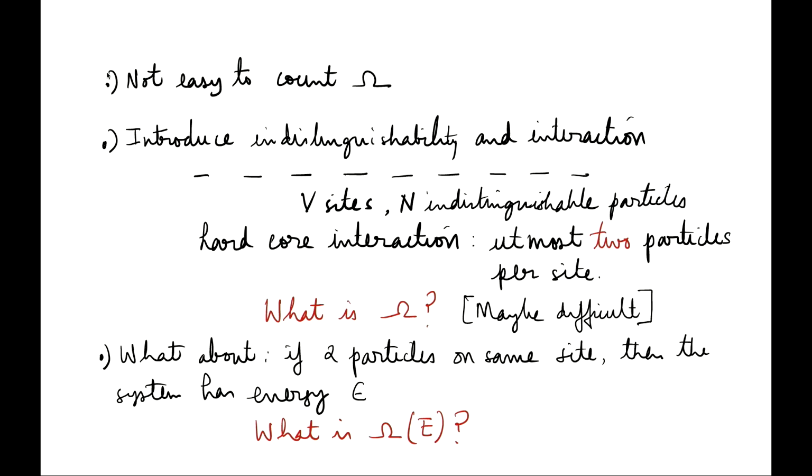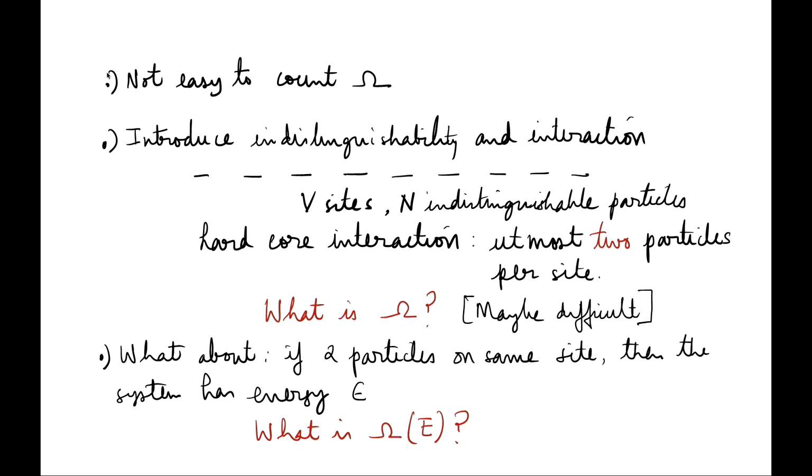Sorry? VCN minus VCN minus VC2. But where is energy coming in? Somewhere energy should be there. Energy could be 0, 1, 2, 3, up to many points. Is it possible to do this counting?